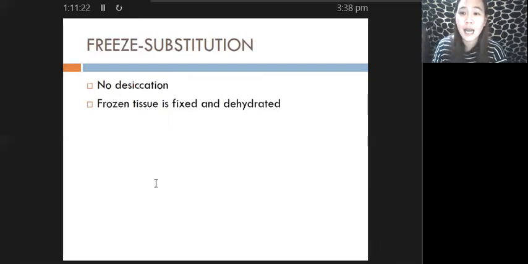In freeze drying, you have to desiccate. That's why it's referred to as freeze drying. In freeze substitution, you have to substitute. What are you substituting? The water molecules. What are you drying? The water molecules.